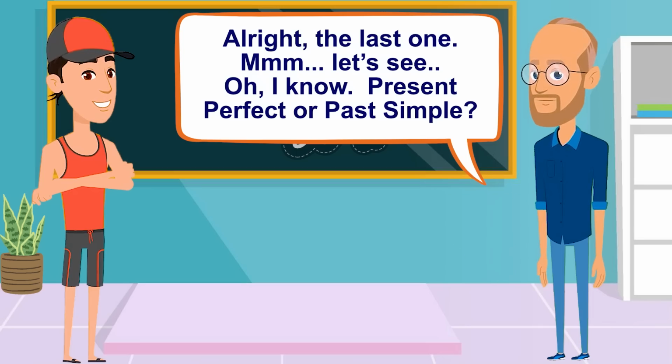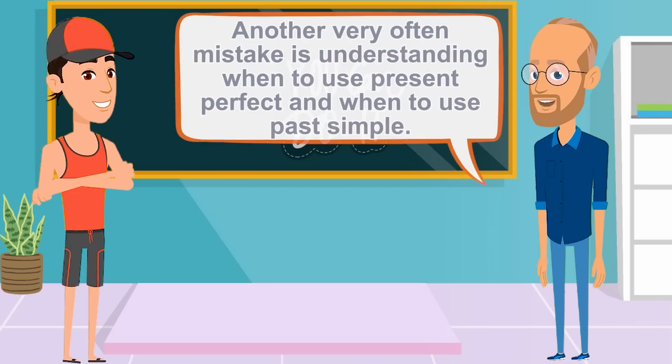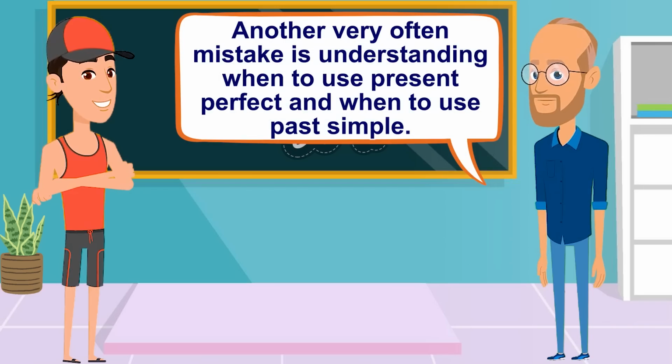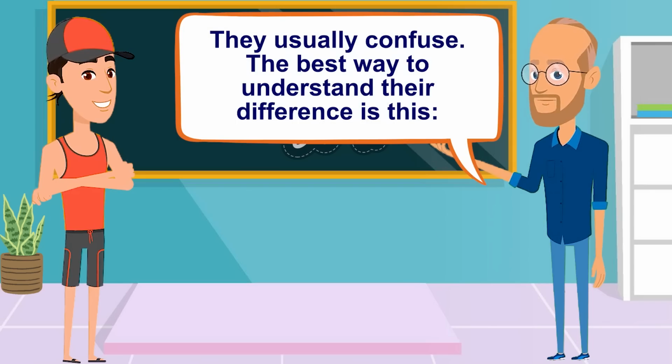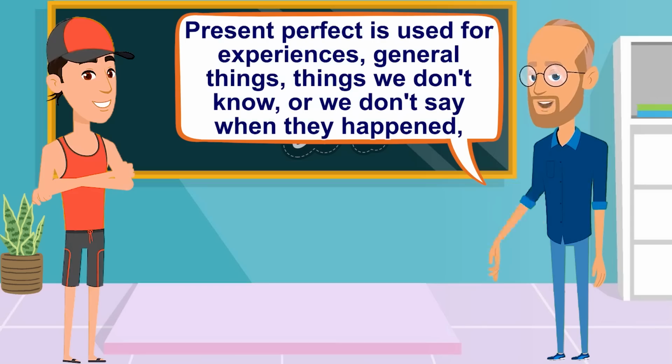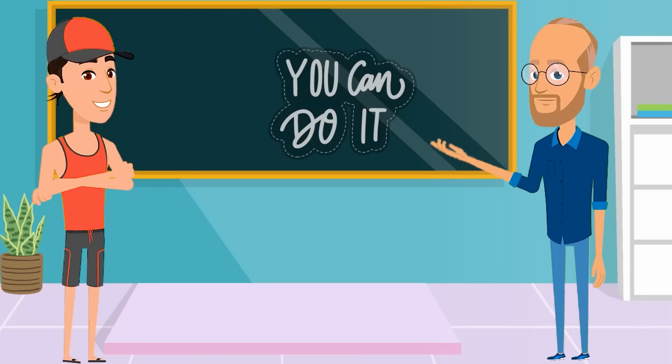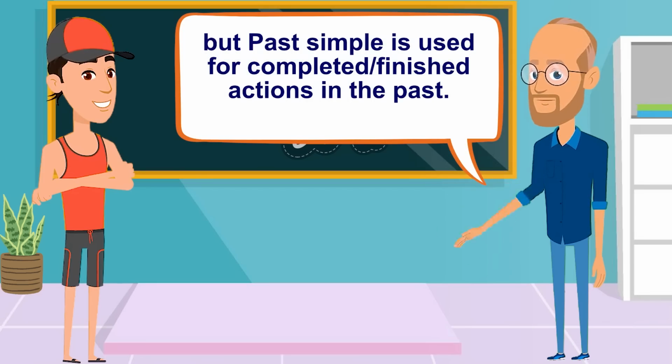Oh, I know. Present perfect or past simple. Another very often mistake is understanding when to use present perfect and when to use past simple. They usually confuse. The best way to understand their difference is this. Present perfect is used for experiences, general things, things we don't know or we don't say when they happened. But past simple is used for completed, finished actions in the past.